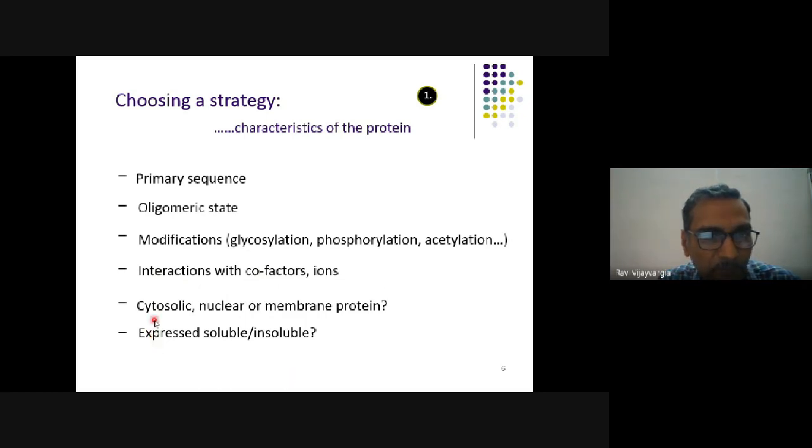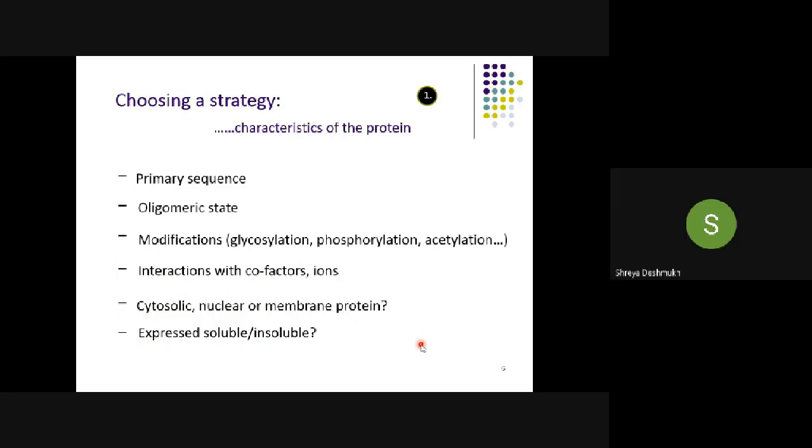Also, where is the localization of the protein? Whether your protein is expressed in the cytosol, in the nucleus, or it is a membrane protein, this knowledge will help you devise the extraction procedure for the purification of the protein. And also whether your protein is in soluble or insoluble form will help you devise the strategy for its purification. Is it clear? All the points are clear to everyone?